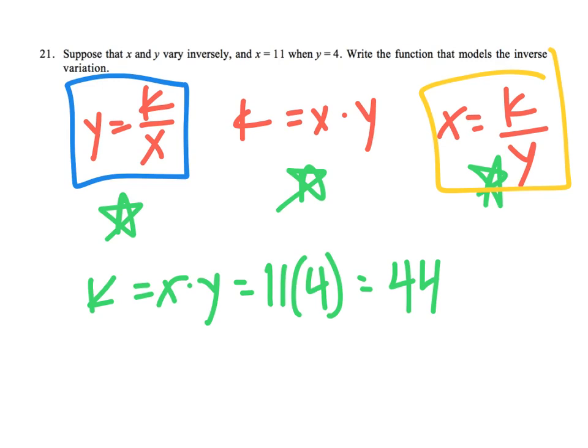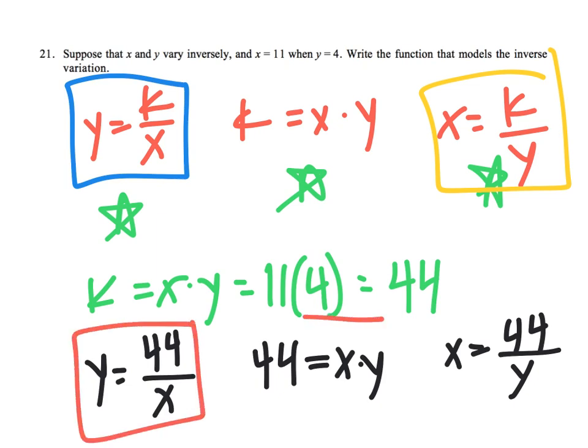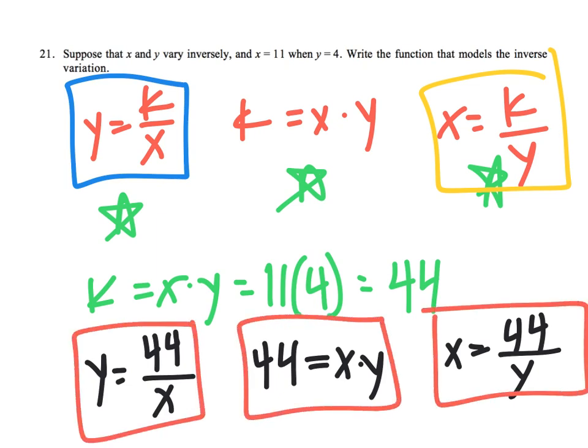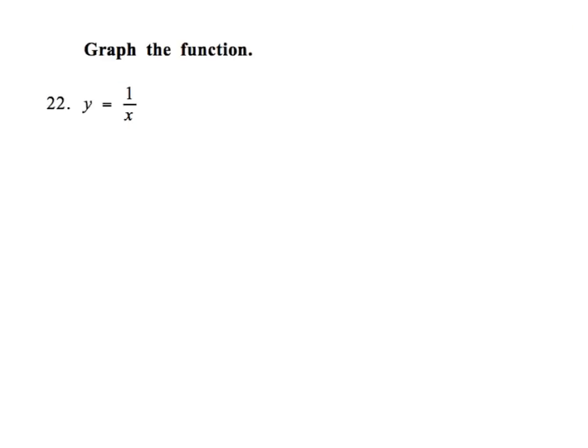To get my final answer, we're going to plug k in. So I could go y equals 44 over x. I could also say 44 equals x times y, or x equals 44 over y. These are all valid options for final answers. Again, I would hedge my bets that this one would be the final answer, but the other two could work too. So you should know how to do them. You should know what they look like. If you haven't already, I would add these to your final review sheet or your final note sheet.